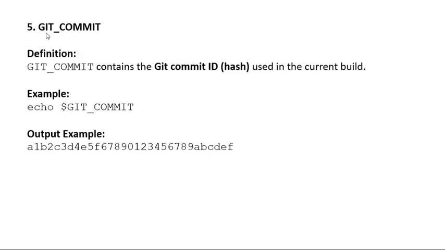And the fifth is GIT_COMMIT. GIT_COMMIT is the Git commit ID hash used in the current build. The example is echo $GIT_COMMIT, and the output is a hash, which gives the Git commit ID.